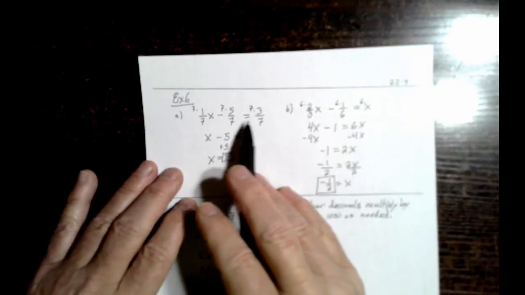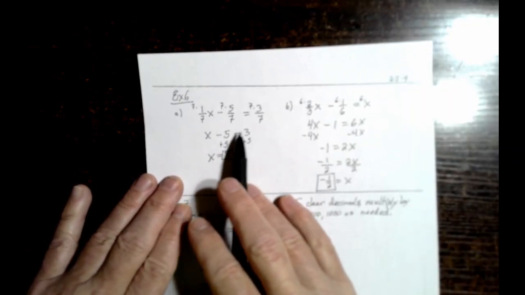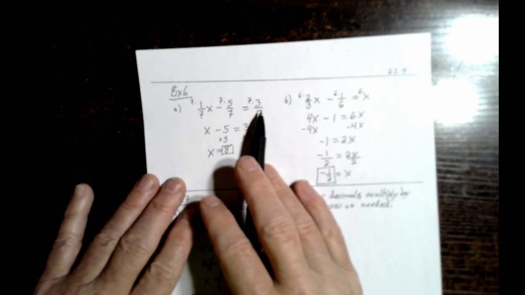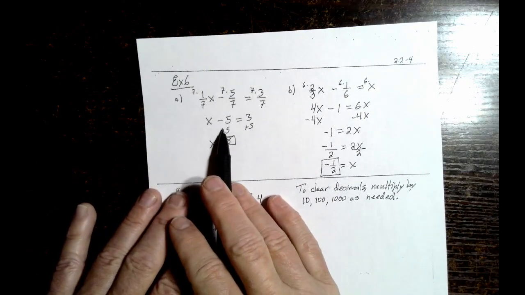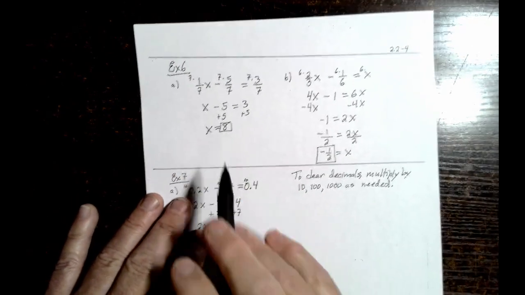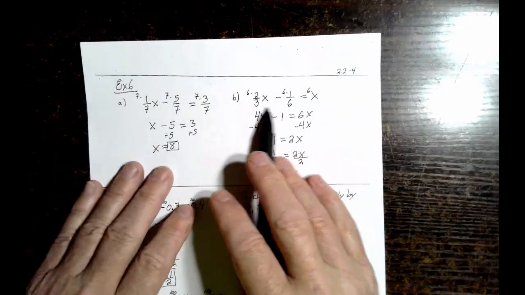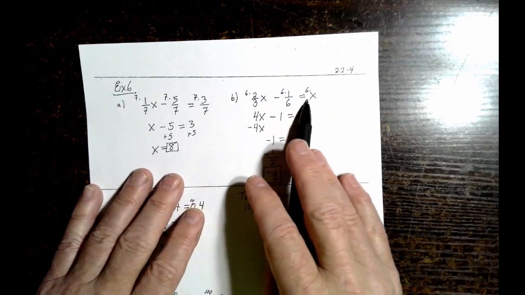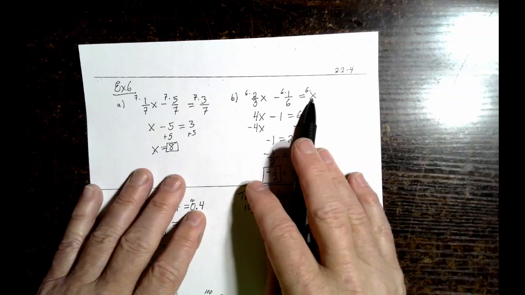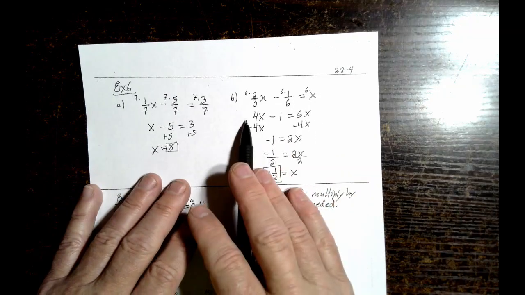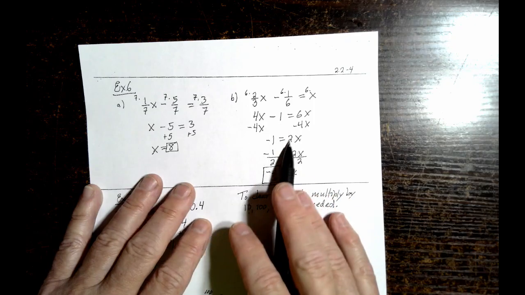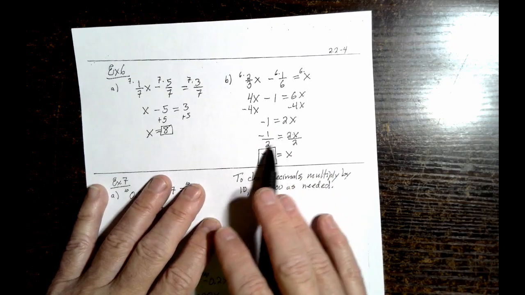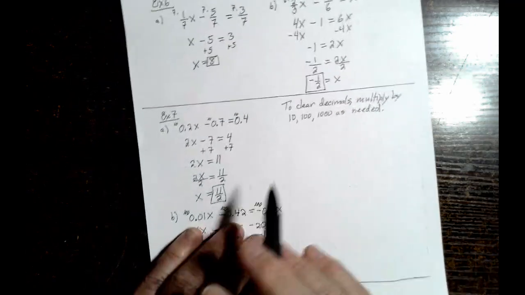Example 6, you got fractions, so you multiply by a common denominator. Multiply every term, whether it's a fraction or not, by that common denominator. And then here you add 5, and you get your answer. Here, common denominator is 6, you multiply everything by 6. Notice this one does not have a fraction, but you're still going to multiply it by 6. Multiply everything by 6, and you get this. Subtract 4x, divide by 2, and you get your answer.